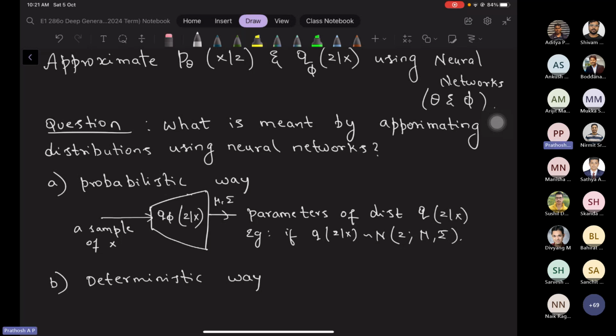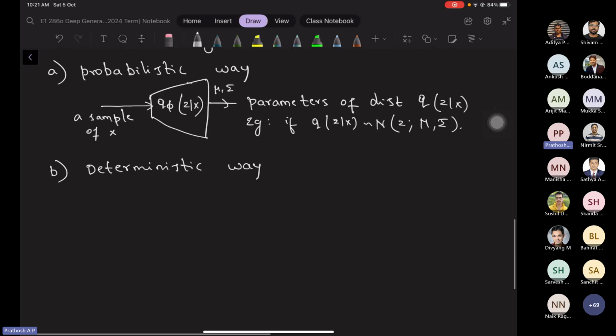So this is called the probabilistic way of representing a distribution using a neural network. A neural network will give you the parameters of a distribution. Note that in most of the probabilistic ways of representation, you assume the underlying distributional form for the distribution that you are assuming. What you make your neural network output are the parameters of the distribution. So that is called the probabilistic way.